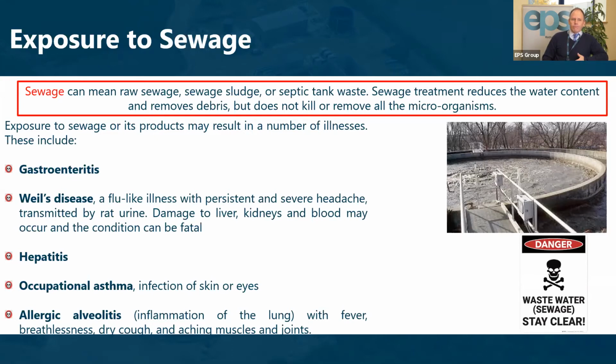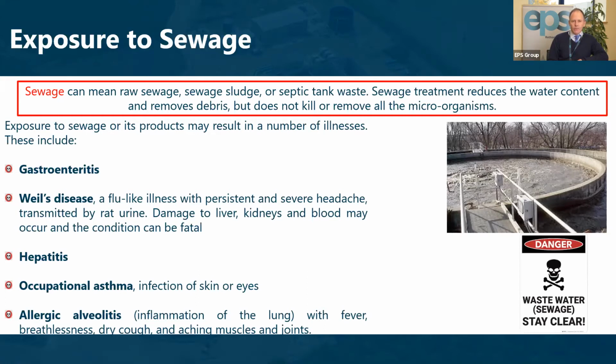Exposure to sewage or treated effluent or sludge can result in a number of illnesses, and they include gastroenteritis, which is diarrhea and vomiting. Okay, typically that's caused by ingestion of E. coli-based bacteria. Weil's disease is transmitted generally from rats. It's carried by rats, by the female rat, and as we know, in a lot of wastewater sewage treatment plants, there's always going to be a rat population. So it's very important that when in a wastewater treatment plant that you always wear gloves.